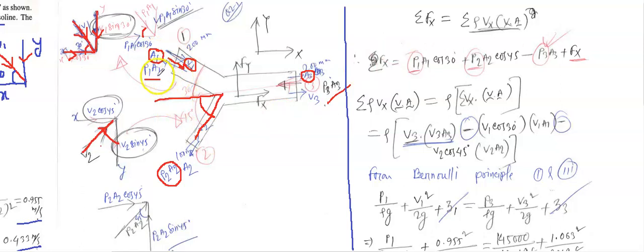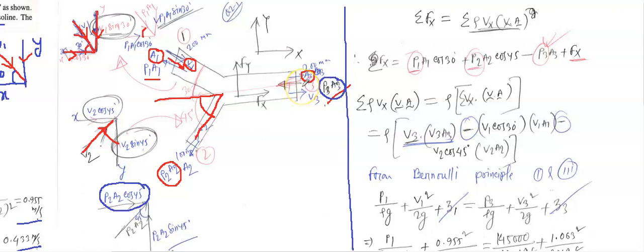So let's calculate the net force Fx at the very beginning. You can see along the x-axis, for this section 1, we have one force. This is the pressure force P1A1 cos 30, and this is in the positive x-axis. Similarly, for section 2, we have the pressure force P2A2 cos 45. For section 3, we have the pressure force P3A3.